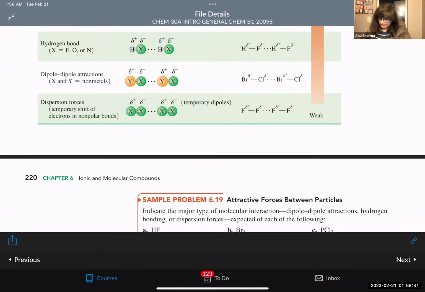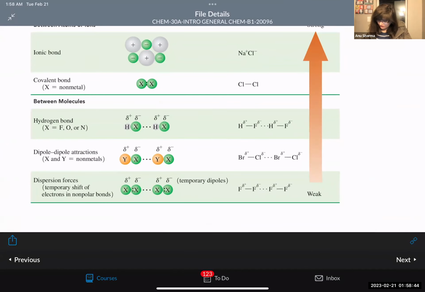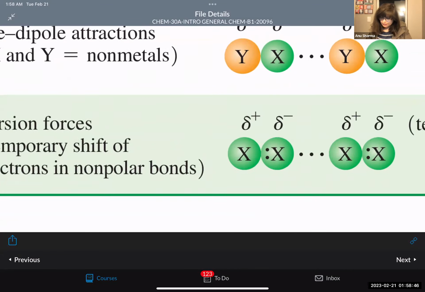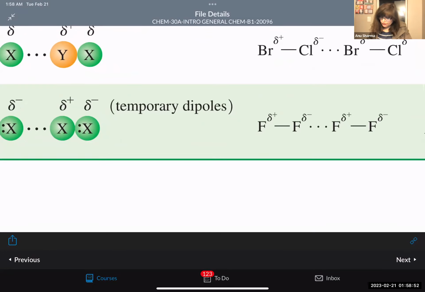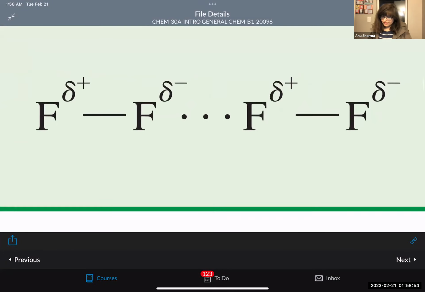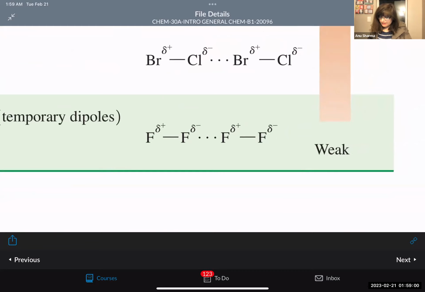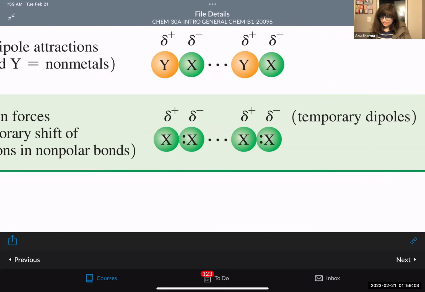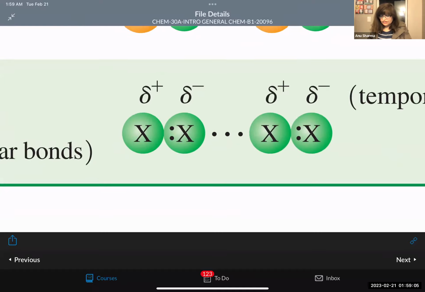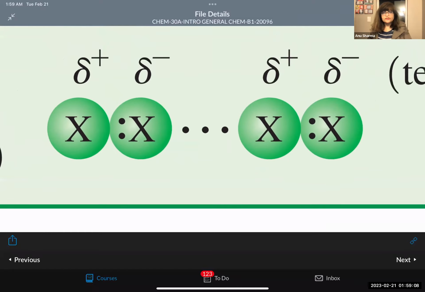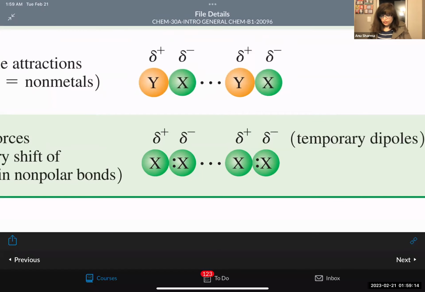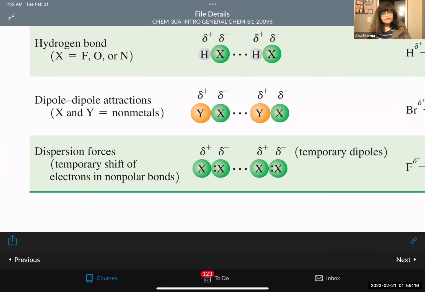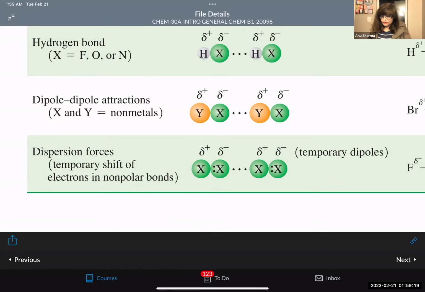Now let's look at some other examples. Look at the dispersion forces in fluorine, a temporary dipole. This is fluorine and fluorine: the delta positive of one aligns to the delta negative of the other. That's the alignment. Because it's a very weak interaction, the charge is not a strong charge. It's not a separation of charge. It's just a temporary inducing of the dipole. That kind of interaction is London dispersion.